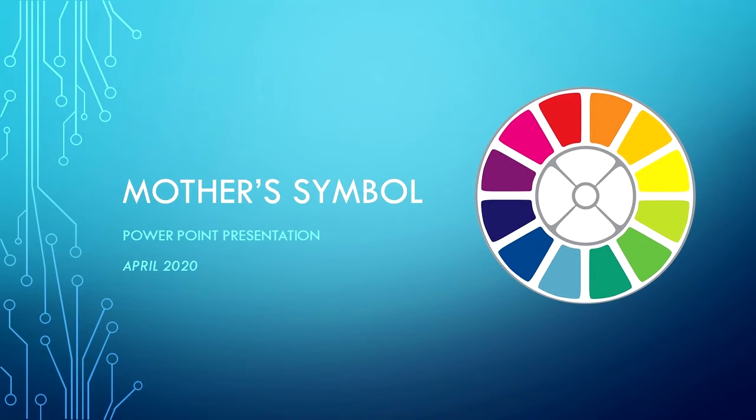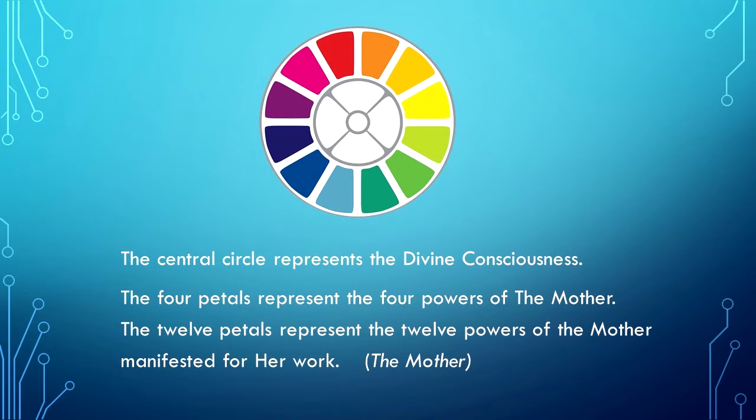So today we will look into this profound topic of the Mother's symbol and what it represents. If we start from the very beginning, this is the Mother's symbol. You can see 12 different colors and 4 different sections within, and the central part of it. So the central circle represents the divine consciousness.